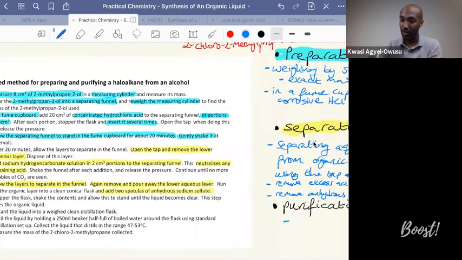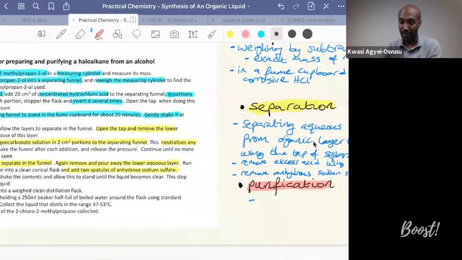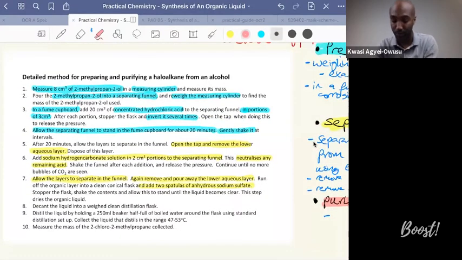And if we choose a different colored highlighter this time round for the purification stage, then we can highlight the different steps involved in purifying it. Okay, so we're going to decant the liquid into a weighed clean flask, distillation flask, and we're going to be distilling the liquid. Okay, and we will collect any liquid that distills in that given range. That given range is the boiling range for our haloalkane.